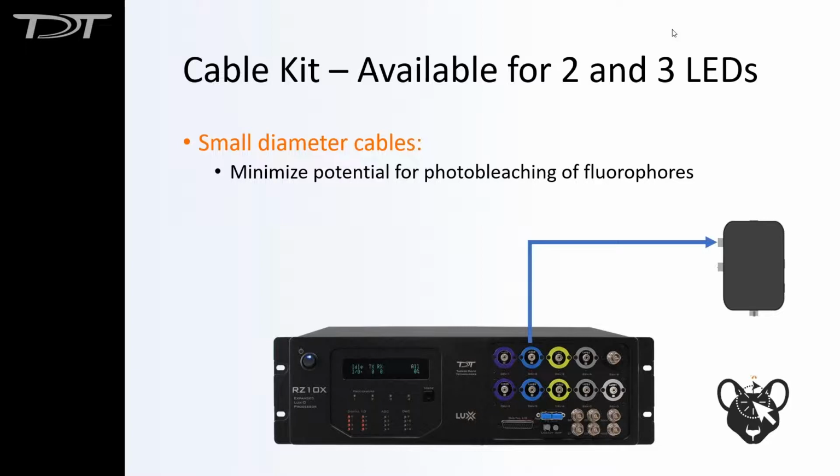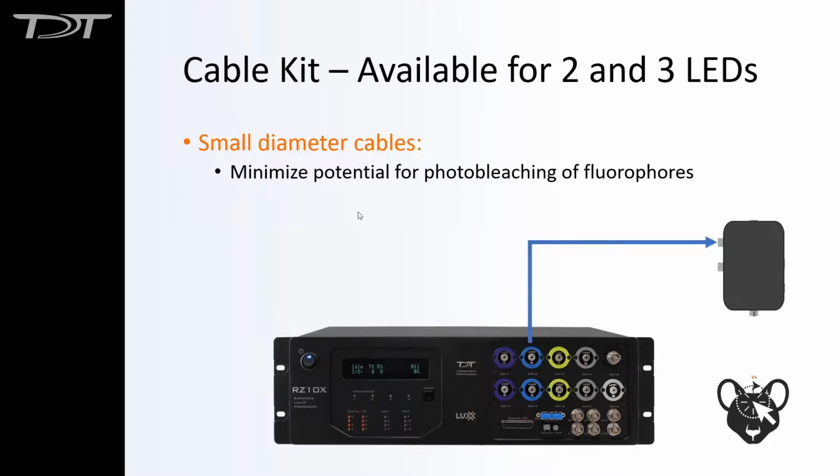when you're connecting the LEDs to the optical filter, we use a small diameter cable, 200 micron core. The whole objective here is to minimize the amount of light. While we are a low power system, there's still more light than needed for your recording. So using a small diameter is going to minimize the amount of light going to your animal, and so reduce your potential for photo bleaching.